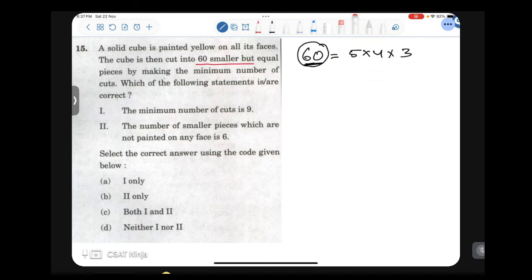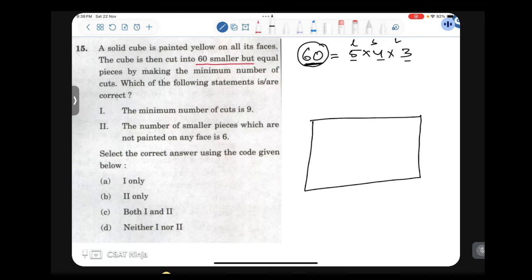Now, what does statement number 1 say? The minimum number of cuts is 9. So let's try. We have 5 into 4 into 3. So what I'll do is I'll try to do it like this. Let us create a cube here. Which means it is not a cube, okay? It's a cuboid. We have length, breadth, and height though.